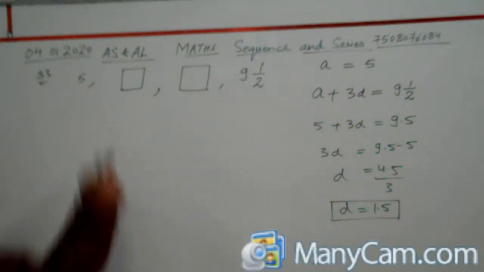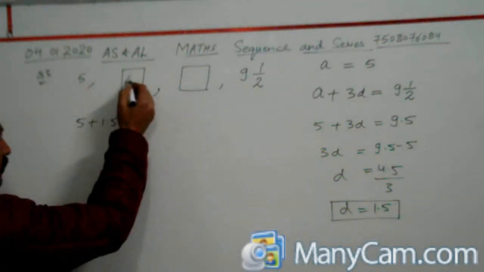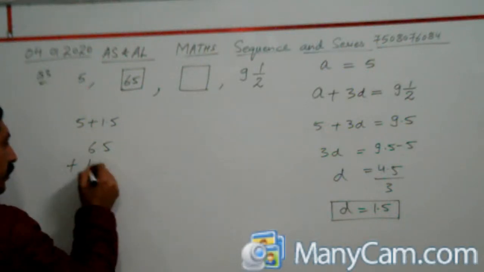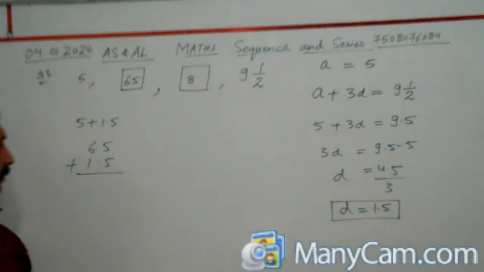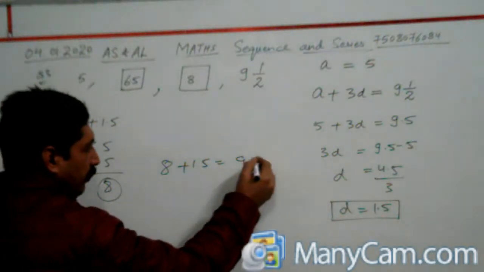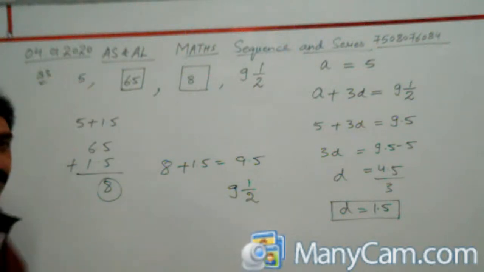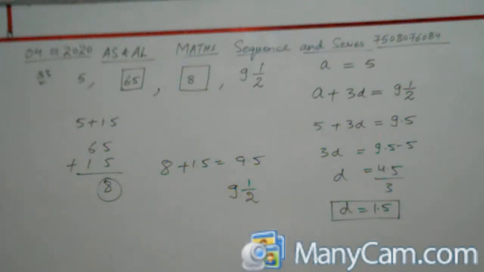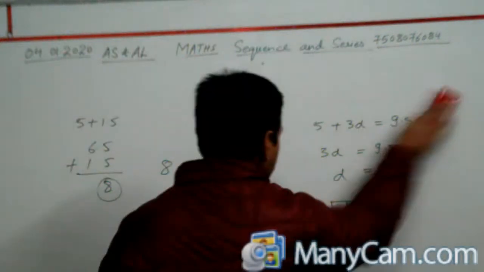So next, 5 plus 1.5 is equal to 6.5. Again 6.5 plus 1.5, we have 8. And again 8 plus 1.5 is equal to 9.5, or 9 and a half. Right? So next, take now more questions from here. Different real life situations we will come to at the last.